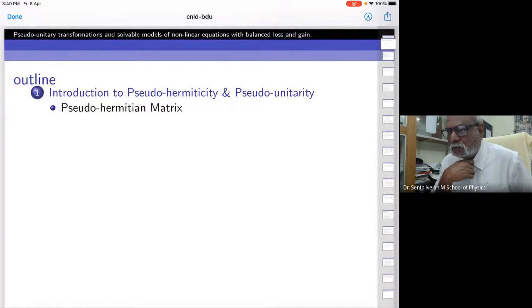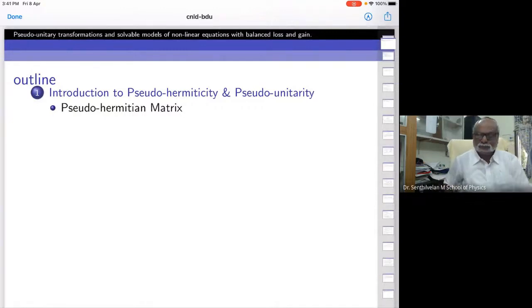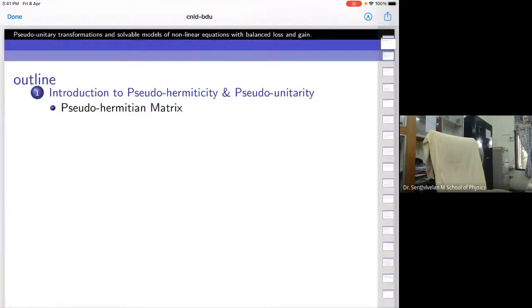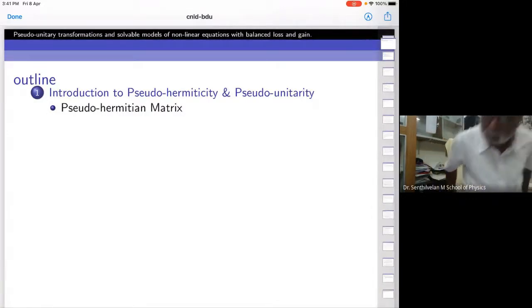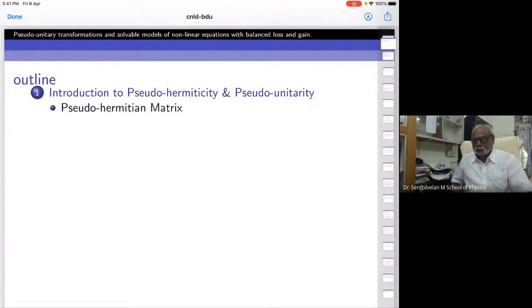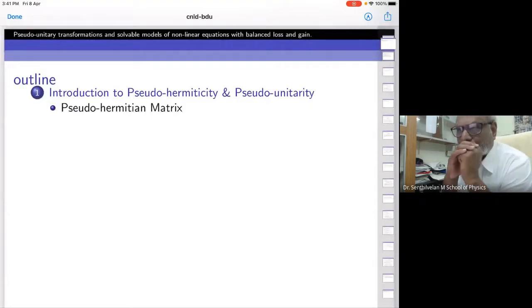First, the title of the talk contains two words which may be unfamiliar to the students: pseudo-Hermiticity and balanced loss system. So what I will do is first introduce, in terms of matrices, what is a pseudo-Hermitian matrix and what I mean by pseudo-unitary. But these elementary discussions can be extended to any operators also.